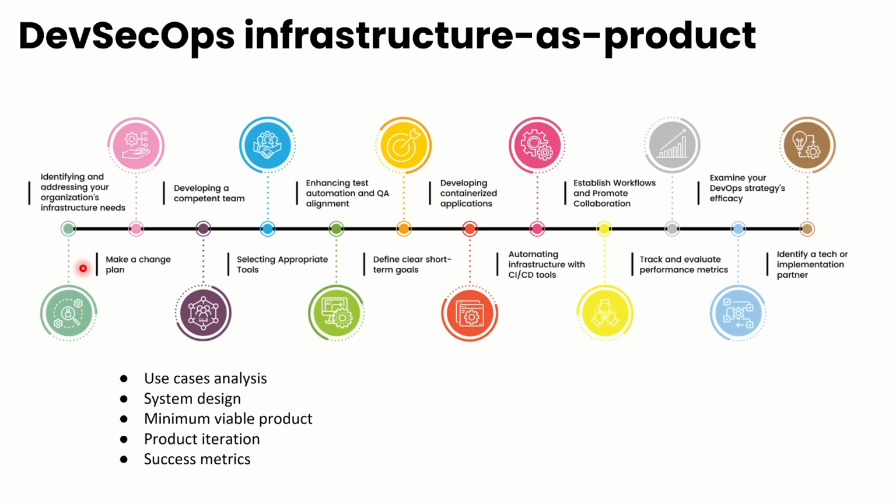Okay, for the bullet points, we are talking about the use case analysis, the system design, the MVP, the minimum viable product, the product iteration, and then the success metrics. So you can look at it like implementing DevSecOps as though you are implementing a product. So using the same logic, you can bring it to how you implement DevSecOps in the company.